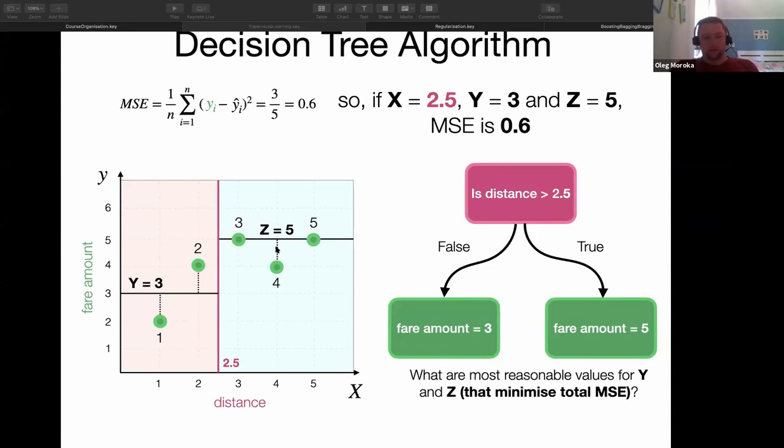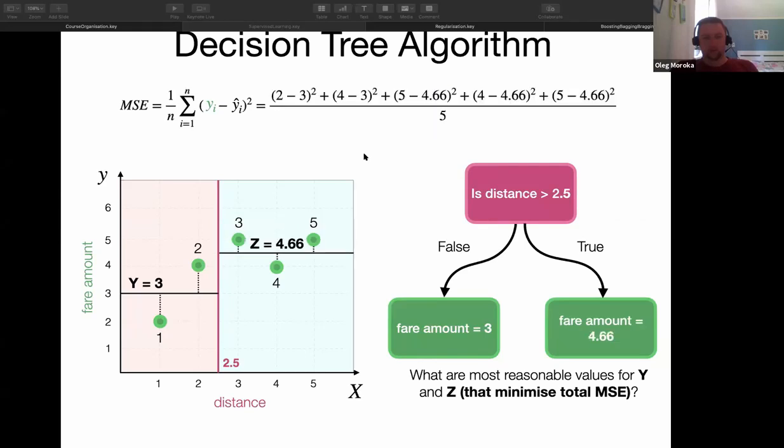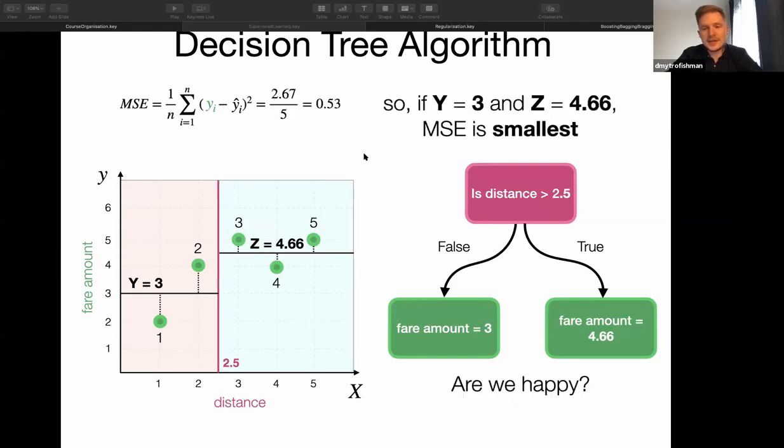14 divided by 3, it will be 4 dot something. 4.66. Yeah, exactly, you're right. It's 4.66. And if you calculate it, you get 0.53, which is even lower than 0.6. And this is exactly what Kenneth was saying in the very beginning.